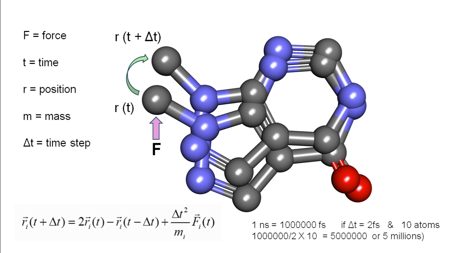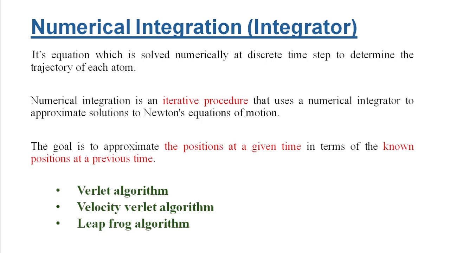And if a total of 10 atoms are there, this equation will be solved, if I am not wrong, for 5 million times, because for 1 nanosecond, that means after every 2 femtoseconds we are solving this equation, and for 10 atoms, because this molecule contains 10 atoms, we have to solve this equation 5 million times. So that's why it is known as a numerical integrator. So what is a numerical integrator? It's the equation which is solved numerically at discrete time steps to determine the trajectory of each atom.